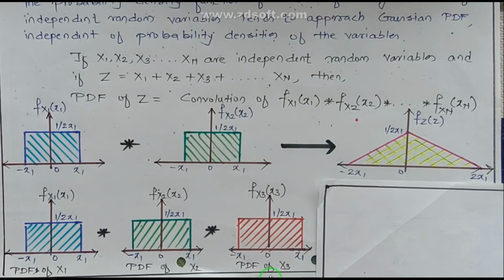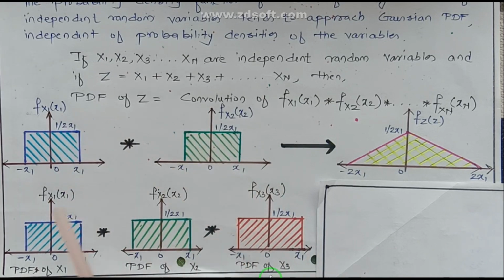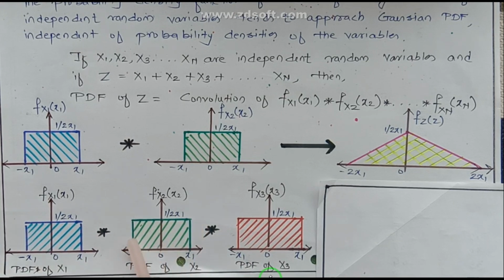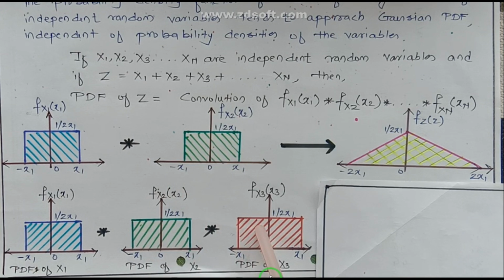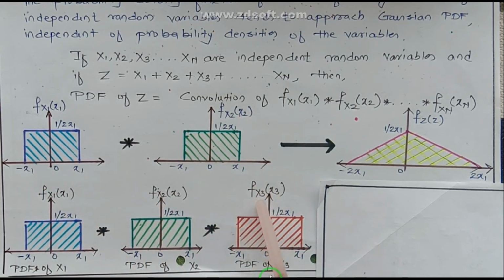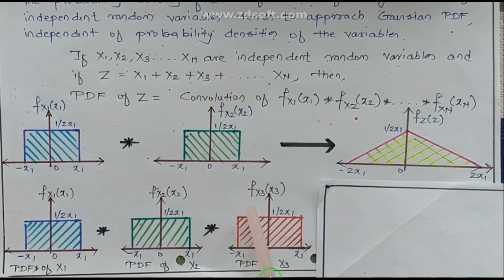Now we have assumed two random variables. Now in the next figure, over here there are uniform PDFs of random variables x1, x2 and x3, as shown in the figure. Their convolution, that is fx1 convolved with fx2 convolved with fx3, is going to approach a Gaussian PDF, as we have seen.